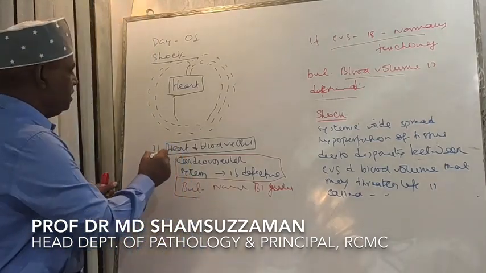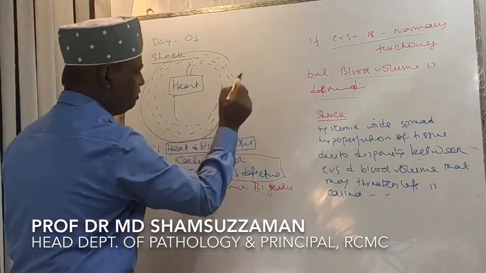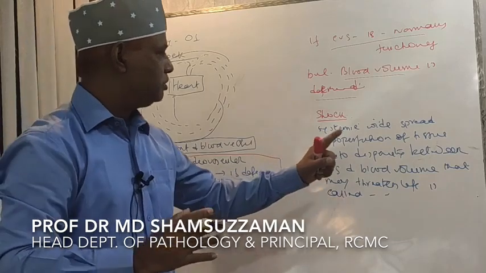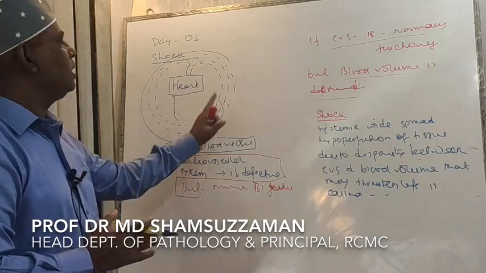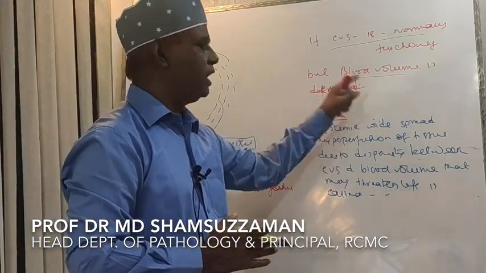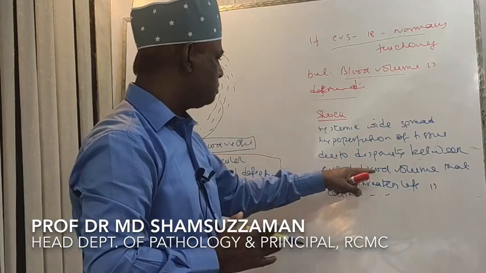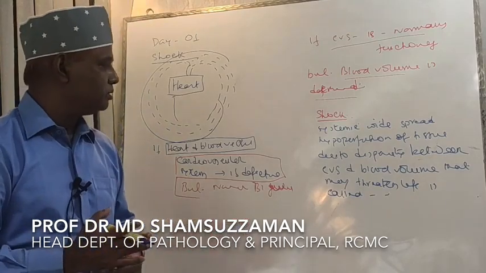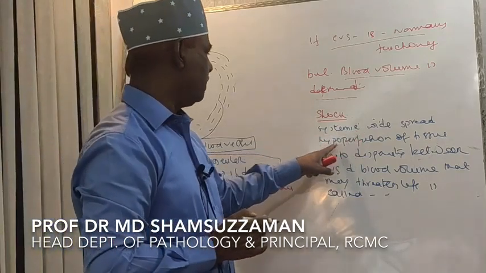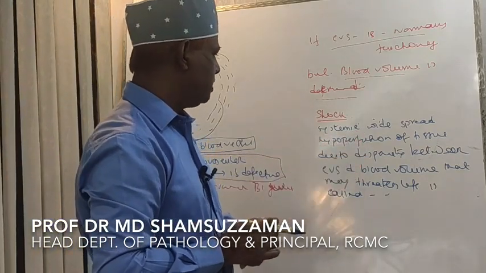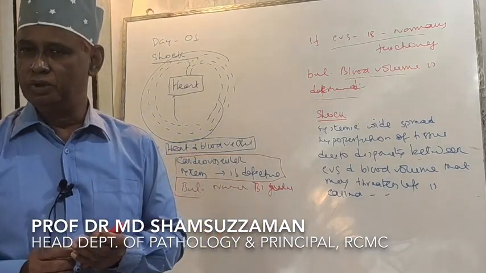Again, if there is disparity between the cardiovascular system and the blood volume, and this disparity may be due to a defect in the cardiovascular system or due to decreased blood volume, and if this disparity threatens life, this is called shock. Systemic widespread hypoperfusion of tissue due to disparity between cardiovascular system and blood volume that may threaten life is called shock.